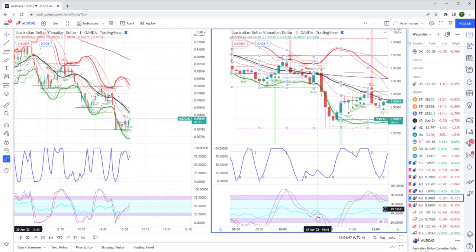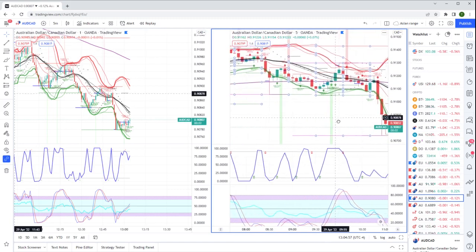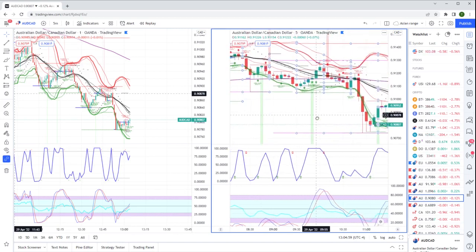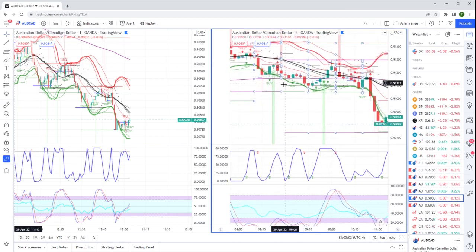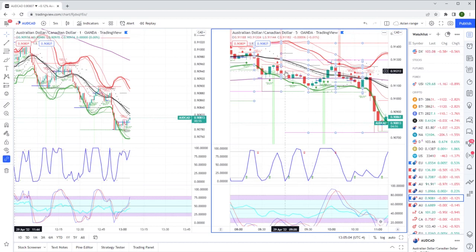You're looking for all your crosses and everything to be happening down here. You get your buy fractal there and your buy fractals up here, and it was buying up. Now we wouldn't have taken that one, because that was in consolidation. It's right around that 200 EMA, and I don't like to trade around that.